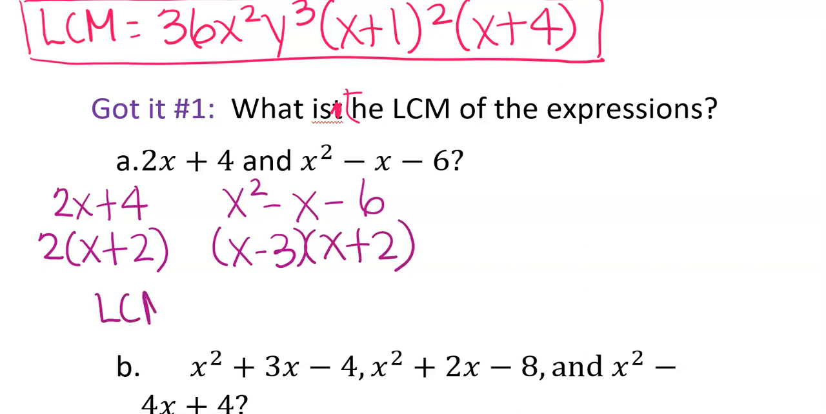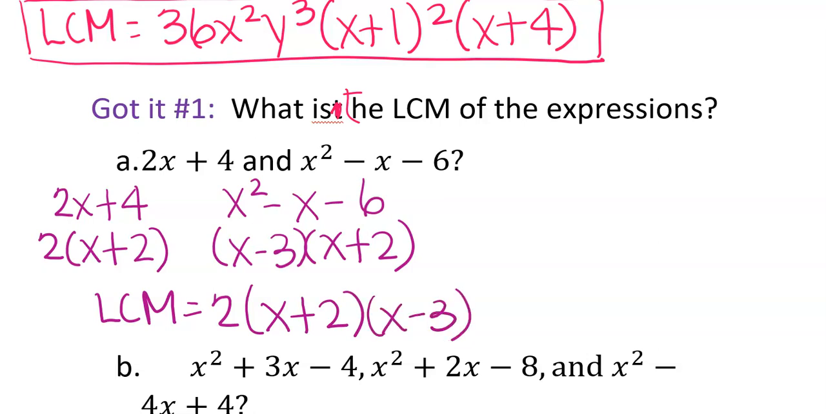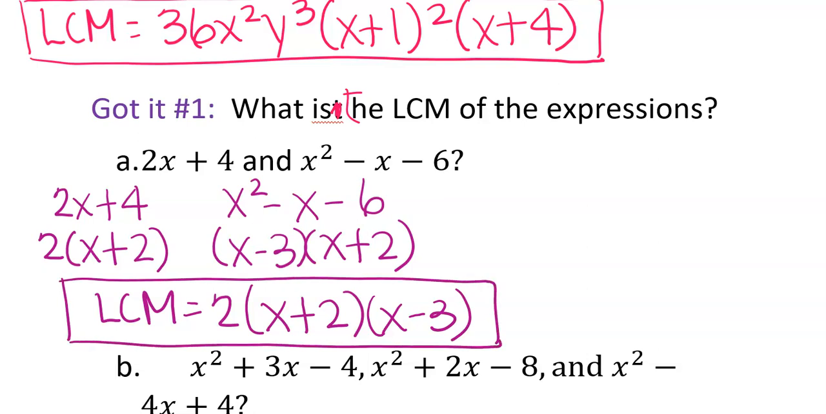So my least common multiple is going to be one of each thing. I have a number 2. I have an x plus 2 in the first one, an x plus 2 in the second one. Neither one is to a higher exponent, so I just choose the 1. I also see an x minus 3. We need one of those. So 2 times the quantity x plus 2 times x minus 3.